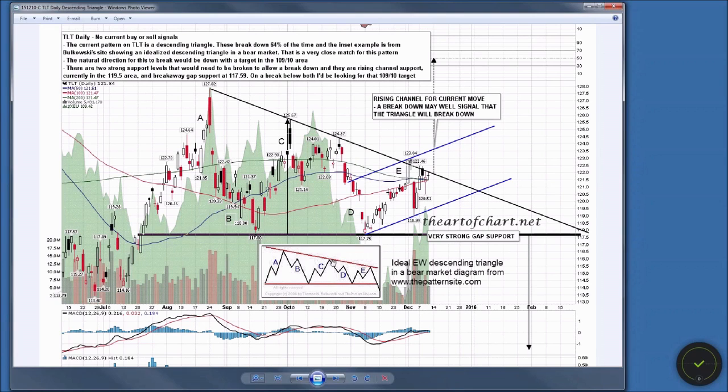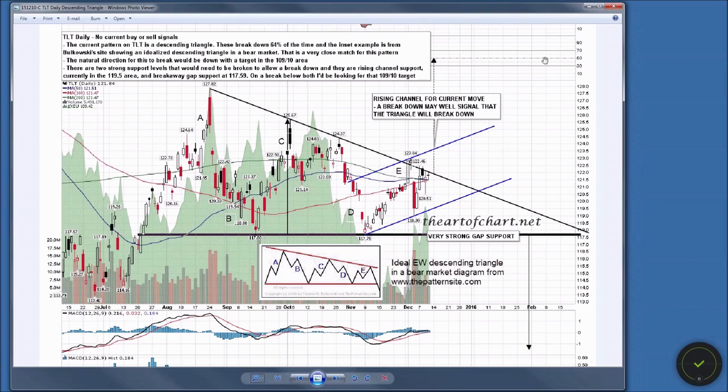Yeah, this is really a textbook declining triangle in this context, and there's 64% odds it breaks down. Given this particular structure in this context, I think that's probably higher than that. And if we break down, it's going to get us to the 109, 110 area. After that thrust finishes, which isn't necessarily in the 109, 110 area, obviously it could go lower, then you'd expect a full retracement, and that hopefully would deliver more of a move up.